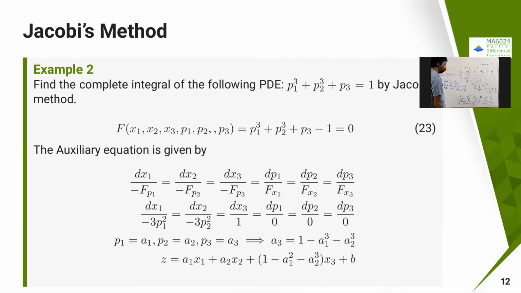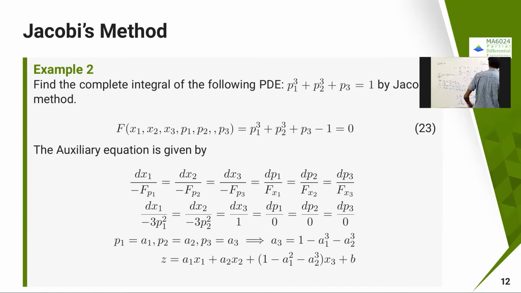So therefore, since dp1, I can take anything with this one. Therefore, you are going to get p1 dp1 by 0 equal to, let me take dx1 by 3p1 square. Then this is going to imply dp1 equal to 0. Therefore, p1 equal to some a1. Similarly, you are going to get p2 equal to a2, and p3 equal to a3. You can take any fractions. Then you are going to get this one.